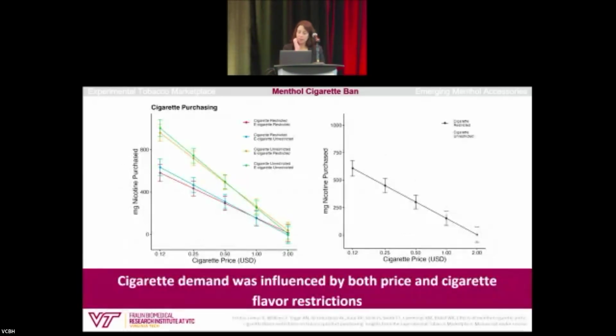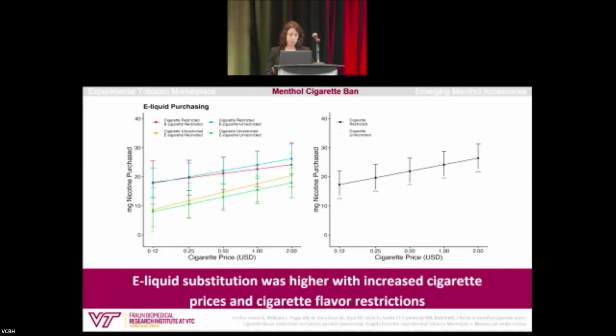So here, we converted all product purchases into milligrams of nicotine purchased to standardize this data. On the left, you see the figure when we fit the full model, and on the right, when we ran a model selection. The final model for cigarettes included an interaction between cigarette price and cigarette policy. And that shows that under cigarette policy restrictions, lower cigarette prices were associated with a greater reduction in cigarette demand, and that's exactly what we should expect.